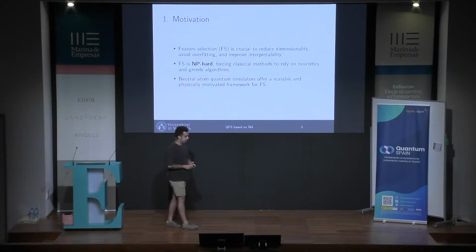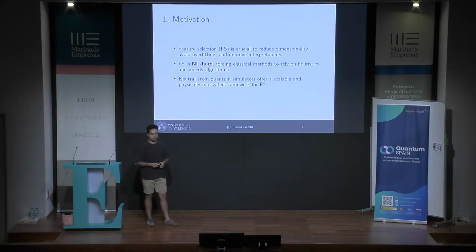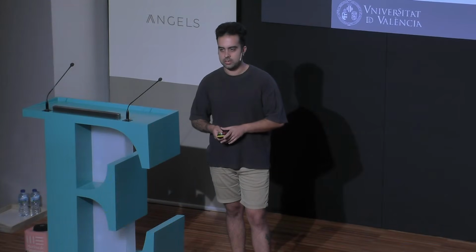Feature selection is a crucial problem in machine learning, in which we have a data set with a lot of different features, and we always want to find the best, or the most informative, features for this particular data set. This kind of problem, when we move to bigger data sets, is NP-hard, which is usually solved by brute force or using greedy algorithms. But neutral atom hardware and its behavior can help us solve this kind of problem in a very natural way.